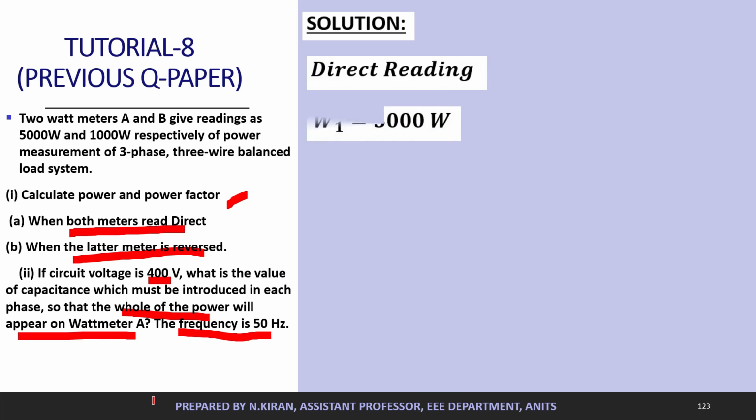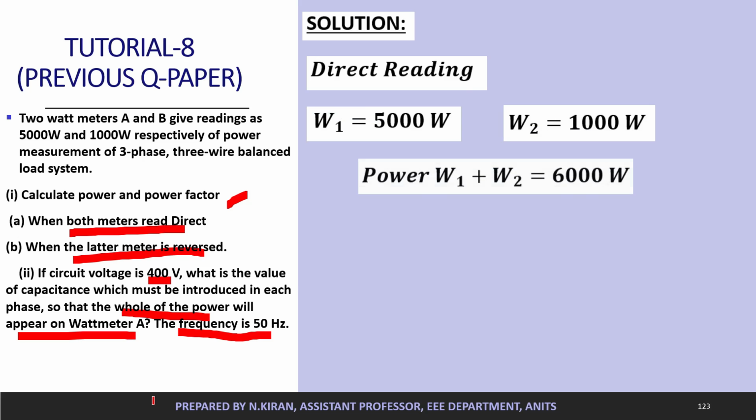So if it is direct reading, given that W1 is 5000 watts and W2 is 1000 watts, we know the formula that power is equal to sum of two wattmeters, which will be 6000 watts in this case.